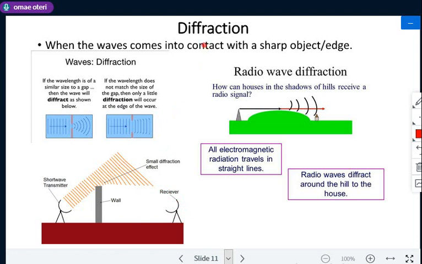The other way you can say diffraction: a signal appears on the shadow part of the object. That can also be called diffraction. A signal appearing on the shadow part of the object.